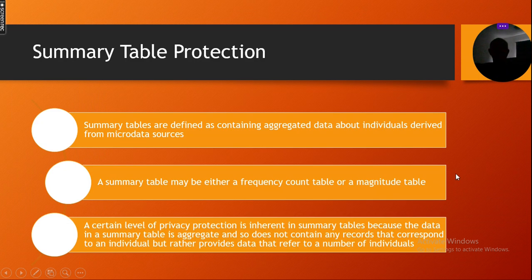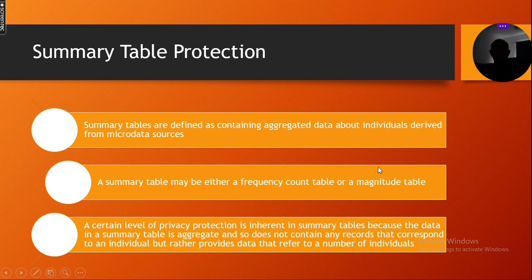Now, summary data protection. Remember summary table. Summary table is a macro data table, right? You remember that. So summary tables are defined as containing aggregated data. They have rows and columns, right? They are macro. They have rows and columns in a database. So the summary tables are defined as containing aggregated data about individuals derived from the micro data. You know, you get the information from the micro data source to make the macro. Okay, summary tables may be either frequency count tables or magnitude tables. Okay, we already kind of explained all this before.